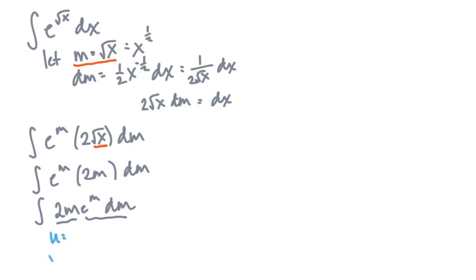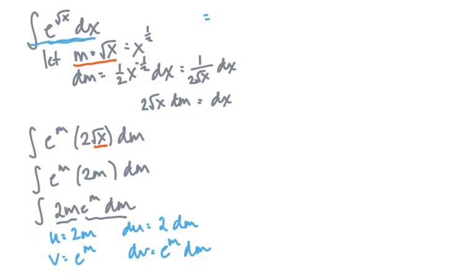So let's let u be 2m, and that means that dv will be e to the m dm. So when we integrate e to the m, we get e to the m, and we take the derivative of 2m, we get 2 dm. So then this up here becomes the integration of u dv, back to the original problem, equals uv, so 2m times e to the m, minus the integration of v, e to the m, du, 2 dm.